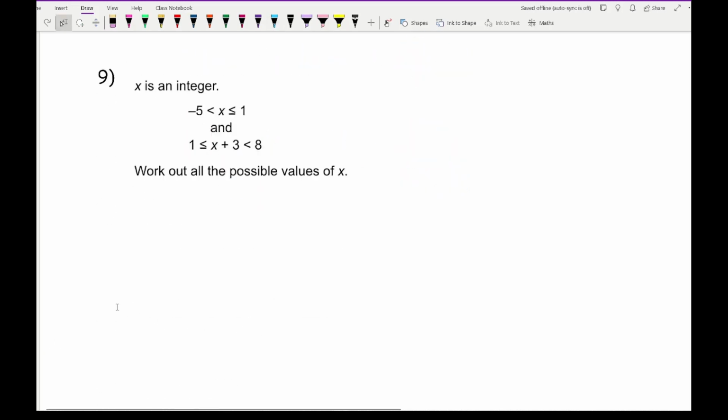Moving on to question 9, it says x is an integer. x is between minus 5 and 1 inclusive of 1. And x plus 3 is between 1 and 8 inclusive of 1. Work out the possible values of x. So for using this line here, then the possible values it can be is minus 4, minus 3, minus 2, minus 1, 0 and 1.